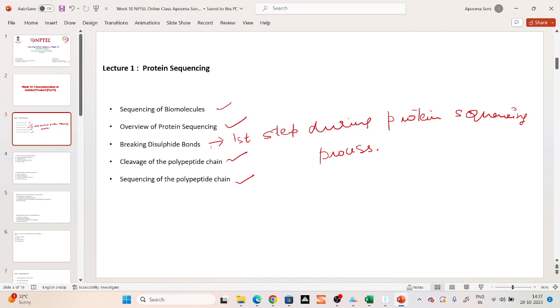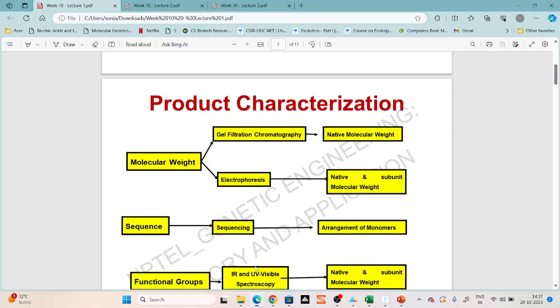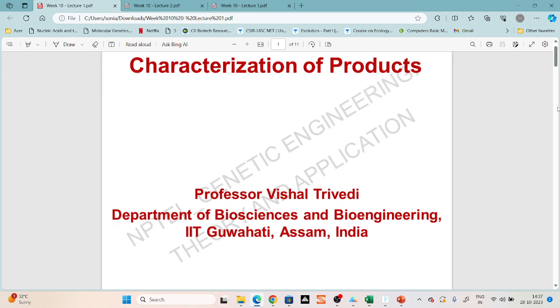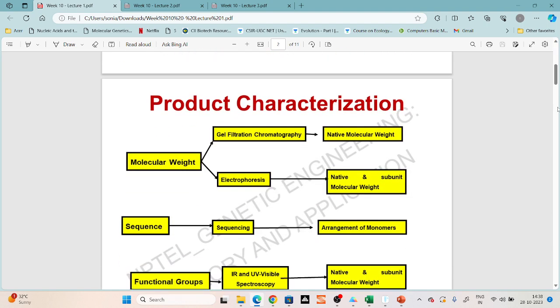So as we always do, first we'll quickly revise what we studied last week, and then we'll come to the questions and solve them, right? One by one we'll go through each lecture. In week 10 we had three lectures. First we'll see lecture 1, and then we'll try to solve the questions of lecture 1, and then we'll go to lecture 2, and then solve the questions of lecture 2, and like this we'll move sequentially.